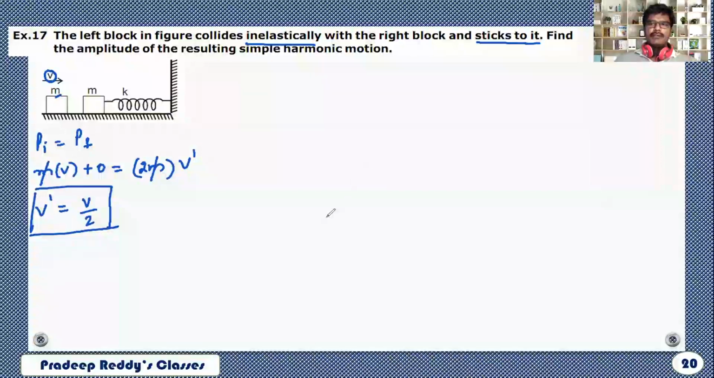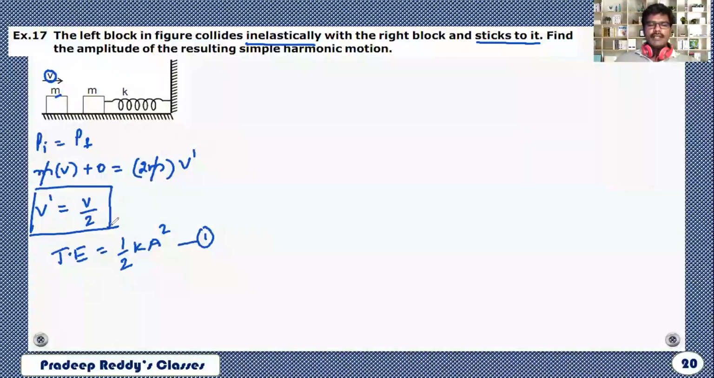In order to find the amplitude of the resultant simple harmonic motion, as we know, when the masses are attached to each other and executing simple harmonic motion, their total energy is given by half k a square. This is equation number 1. The total energy of the two masses executing simple harmonic motion will be half k into a square. This is the equation which we already have derived.